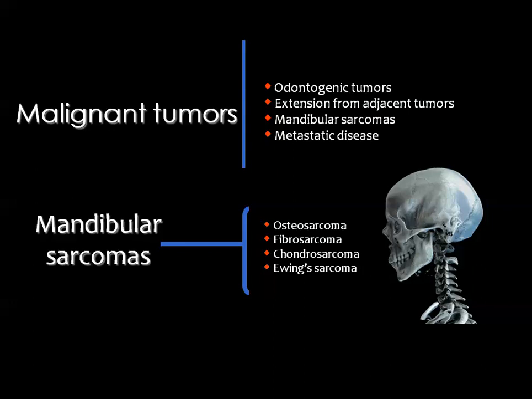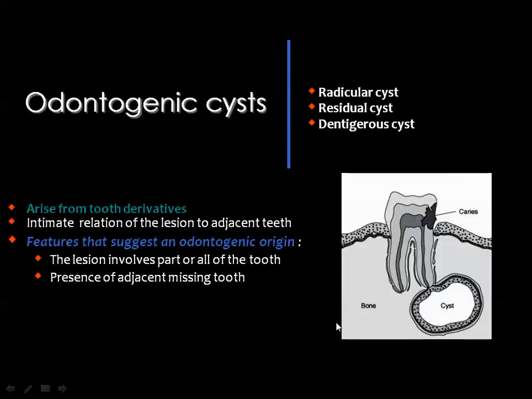And these are the mandibular sarcomas, which are sometimes seen in clinical practice, especially the osteosarcoma, but less frequently we see fibrosarcoma, chondrosarcoma, and Ewing sarcoma. Starting with the cysts, and with the odontogenic cysts, we have the radicular cyst, the residual cyst, and the dentigerous cyst. The radicular cyst arises from the tooth derivatives, and it is intimately related to the root of a tooth which is affected by dental caries.